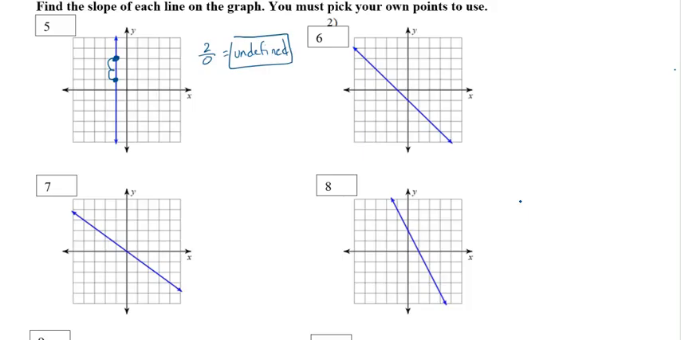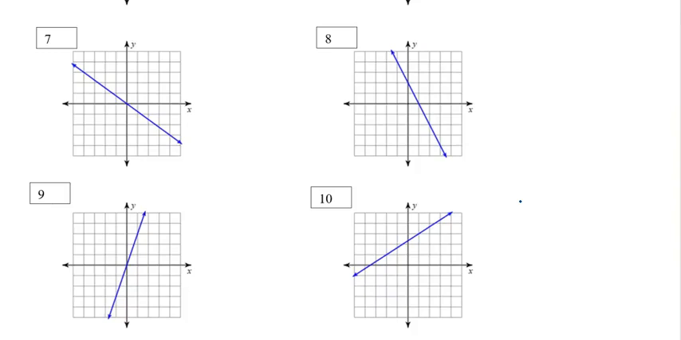All right, number 6. Okay, let's see. That looks like it's on a corner, and that looks like it's on a corner. So that is down 1 over 1. So down 1, -1 over 1, and that simplifies to just -1. For this one, I have a point at 0, 0, and then the next one that looks like a perfect ordered pair is there. So I'm going to go down 1, 2, 3 over 1, 2, 3, 4. So that would be -3 over 4, which is simplified.